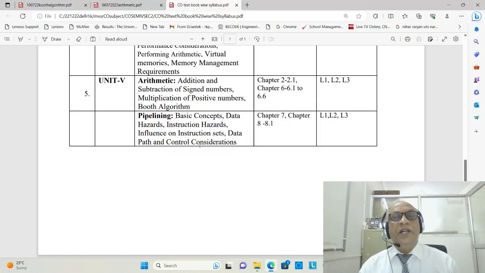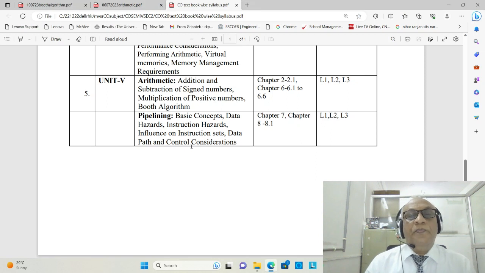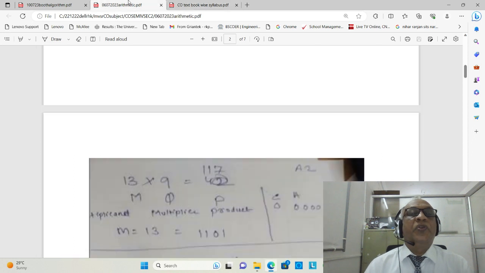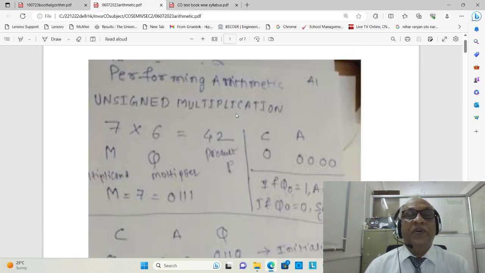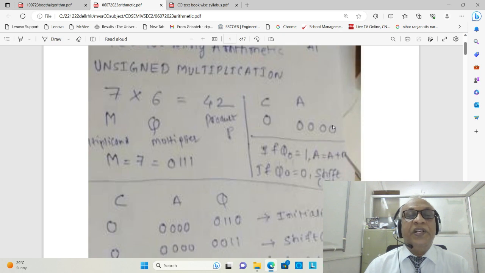Let us continue our discussion of computer organization subject, Unit 5, which is performing arithmetic. In the previous video, we had seen an unsigned multiplication example. So, this was that example for unsigned multiplication. These are the two numbers: M stands for multiplicand, Q stands for multiplier. So M multiplied by Q is equal to P.